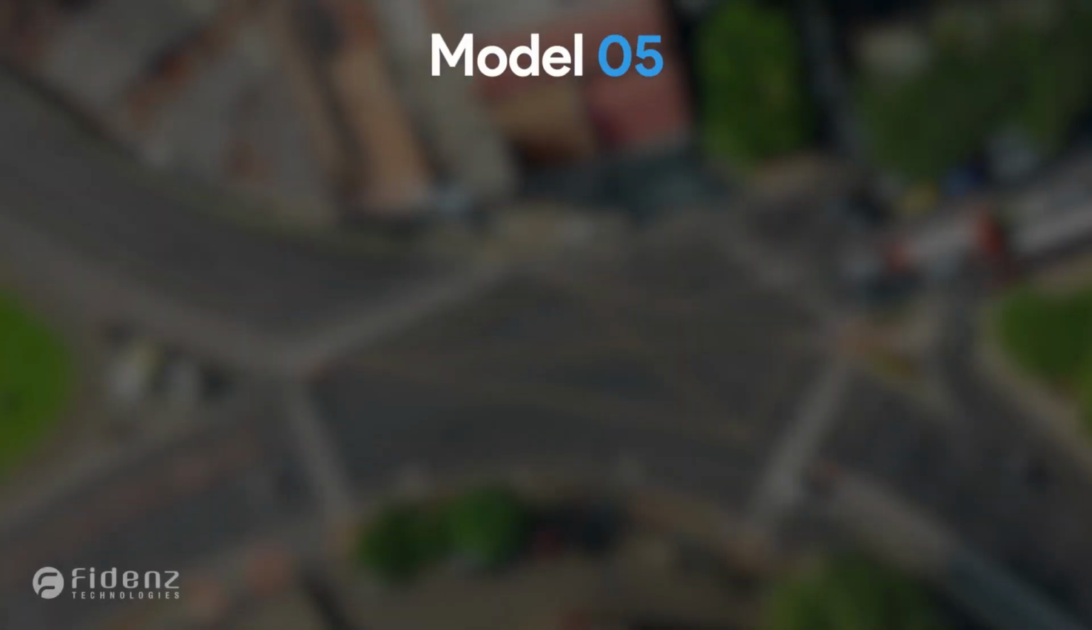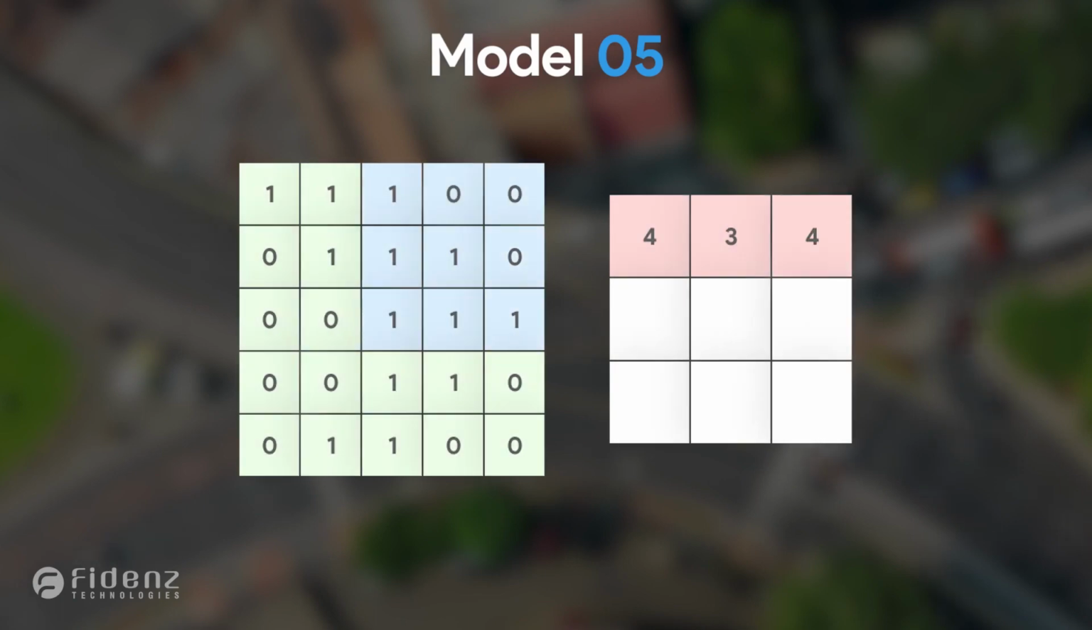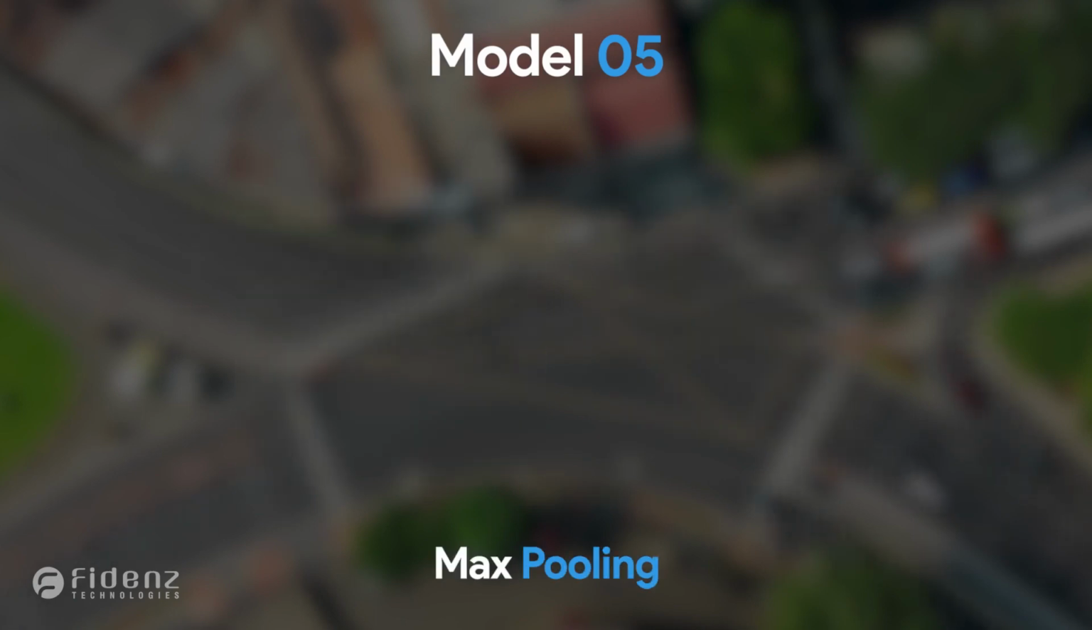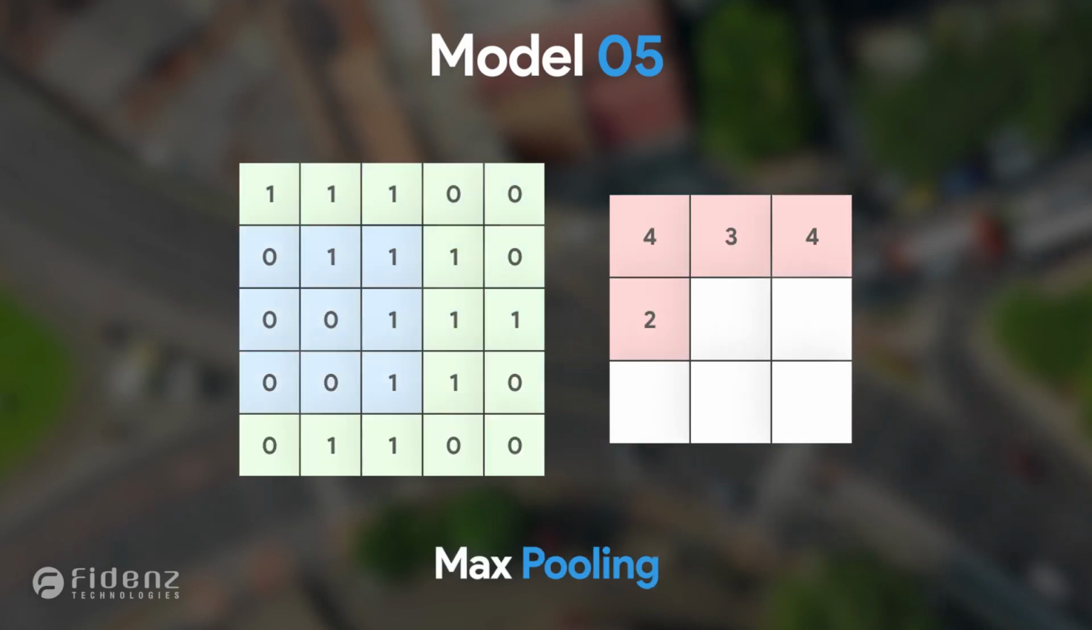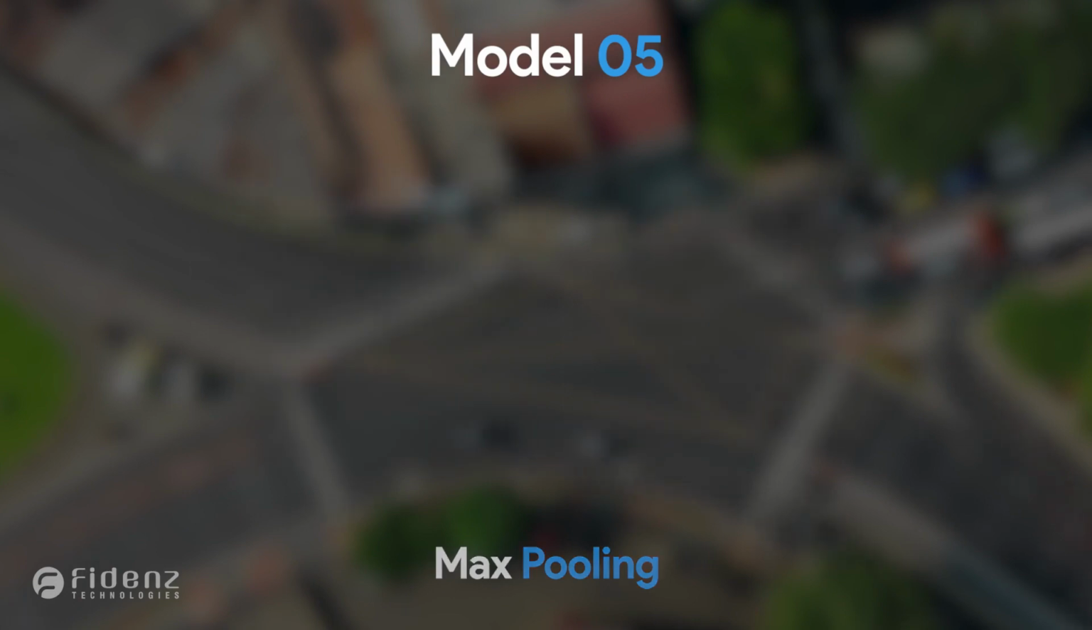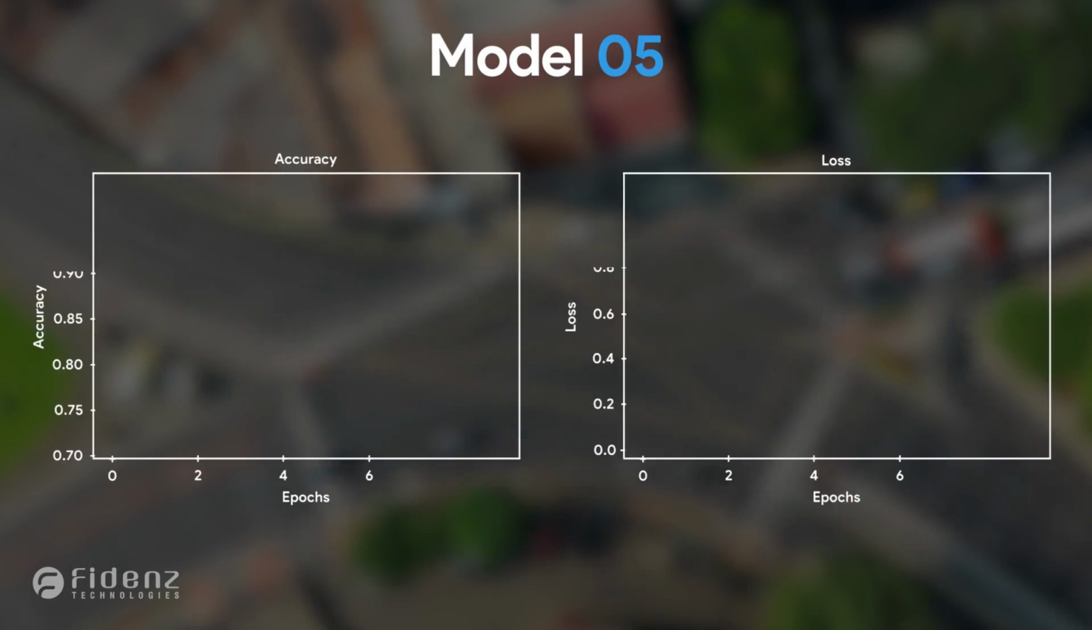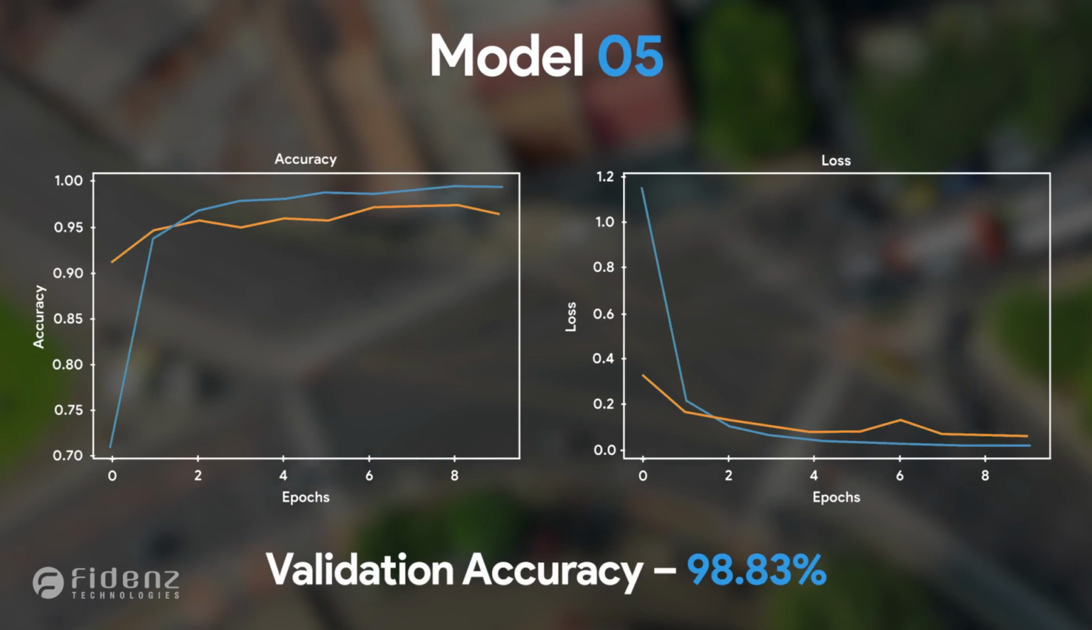Model 5. We further utilized max pooling along with strided convolutional layers, and max pooling essentially helps us extract the sharpest features in the image. With this addition, we witnessed a rise up to 98.83%.